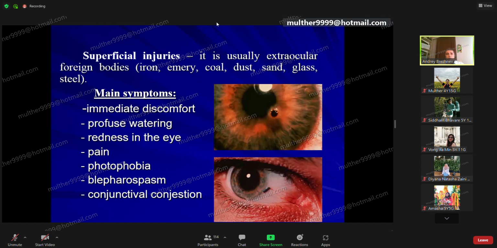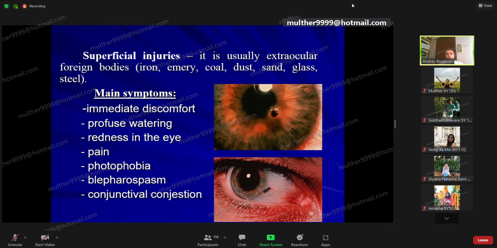Foreign bodies produce immediate discomfort, profuse watering, like a protective reaction of the eye, and redness in the eye. Pain and photophobia are more marked in corneal foreign bodies than in conjunctival ones. Defective vision occurs when the foreign body is situated in the center of the cornea. For example, in the superior picture, when the foreign body is in the paracentral area of the cornea, visual acuity may be decreased.